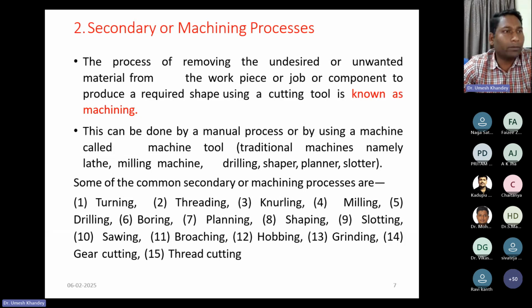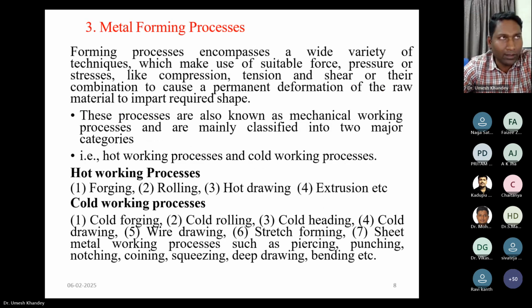Some of them may be with the help of a lathe, some with the help of a milling machine tool, drilling machine tool, shaper, milling. So all those machine tools generally involve removal of material from the workpieces to have the desired shape and dimension. So next will come the metal forming processes.